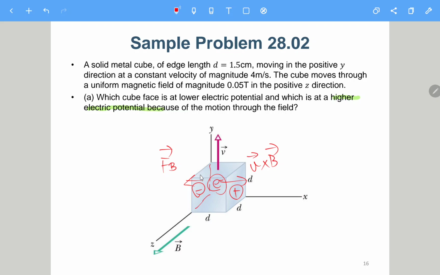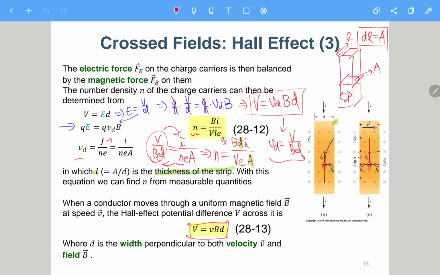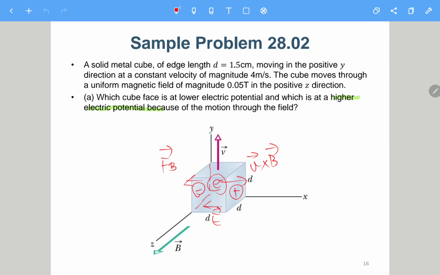And of course, if more and more electrons accumulate on the left side, it will generate an E field pointing to the left side, so FE will become larger and larger, until FE and FB cancel each other, and then the electrons will not accumulate anymore, and it becomes the equilibrium state. So actually what we provide is different, but it turns out to be the same phenomenon, the Hall effect.